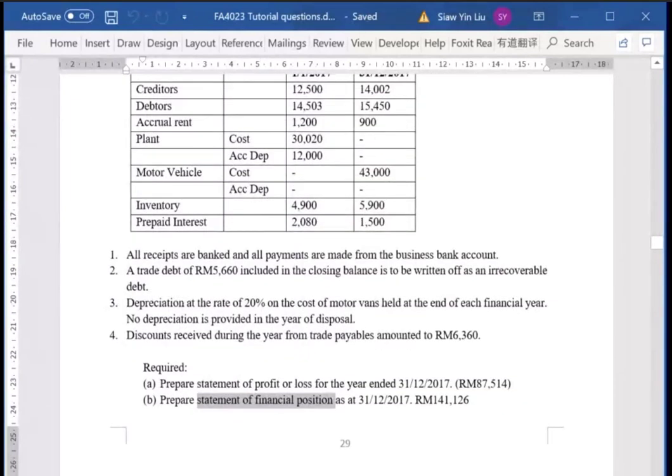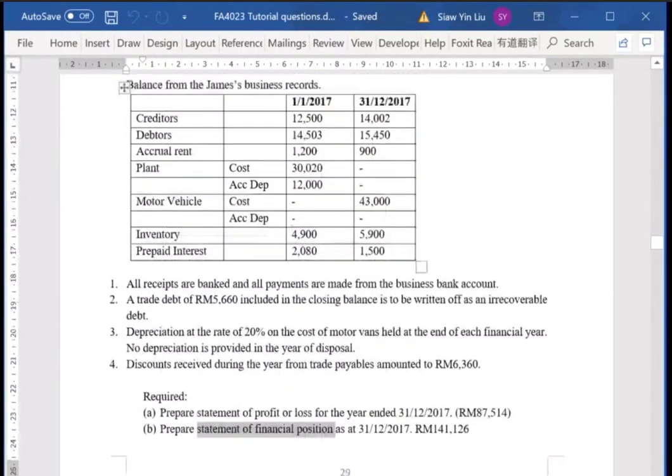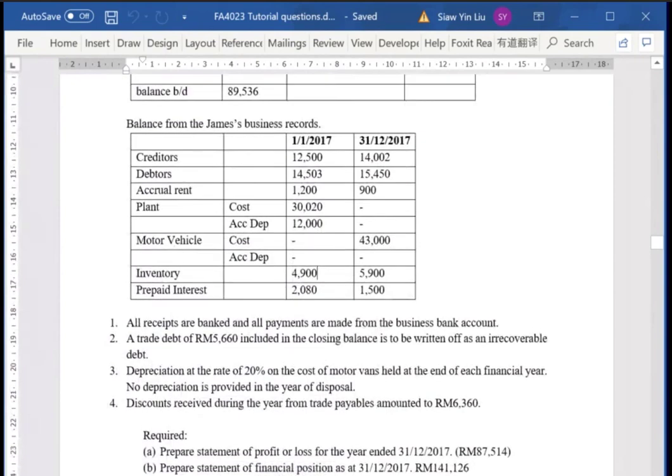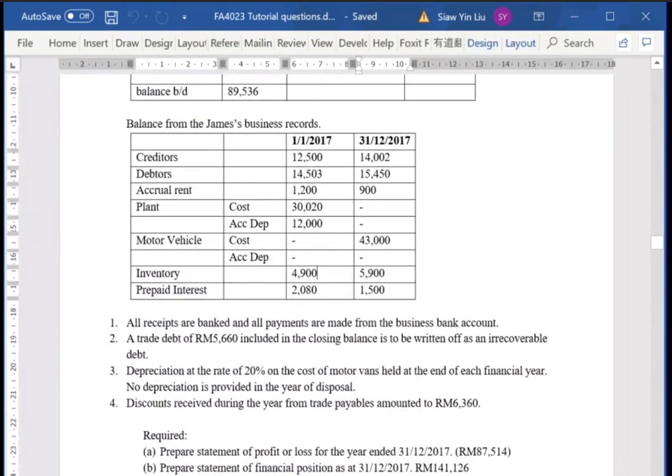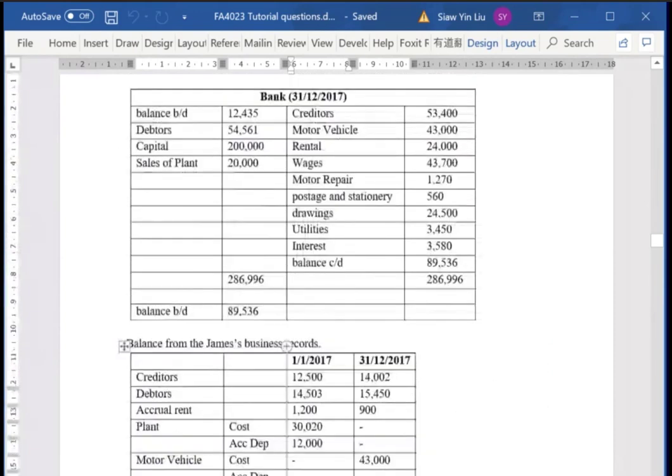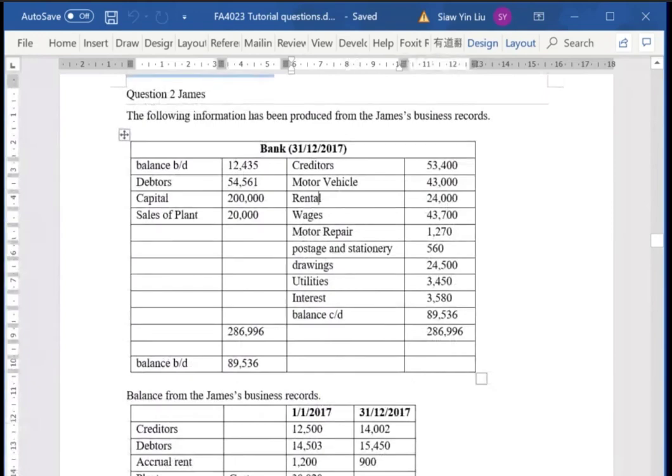You need sales, you need purchase, you need opening stock. Here you have opening stock, do you? You have closing stock, you have opening stock, you need sales, you need purchase. Okay, then you need expenses. So here you have all the expenses: rental, wages, auto repair, drawing, utility, interest.